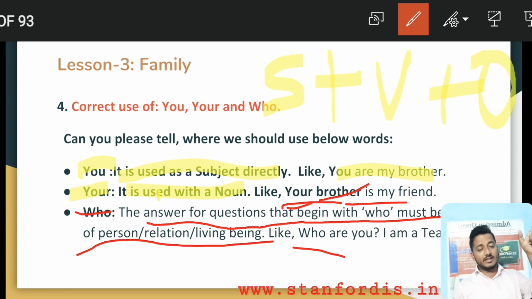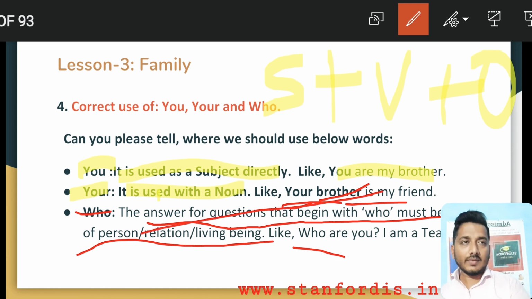You is an independent subject, your is not an independent subject. It needs a noun with it. Your brother, your sister. Who, whenever you're asking who are you, who is your brother, it means you're going to ask about a person, you're going to ask about a relation, you're going to ask about a living being.